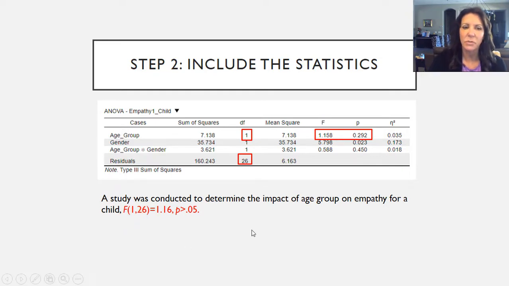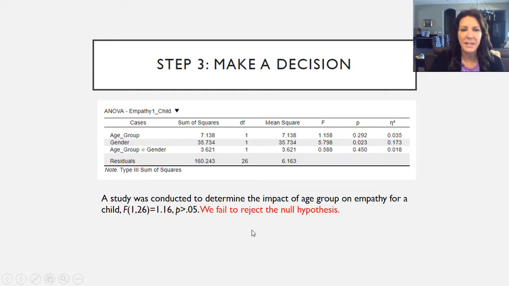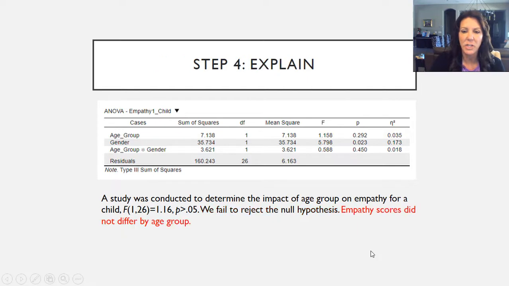That's step 2. Step 3 is to make a decision, and in this case, we failed to reject the null hypothesis. We didn't find statistical significance, correct? So that's your decision. And step 4 is to explain what it means in this particular study. So I did this by saying empathy scores did not differ by age group. So that's how I summed it up in relation to this study.